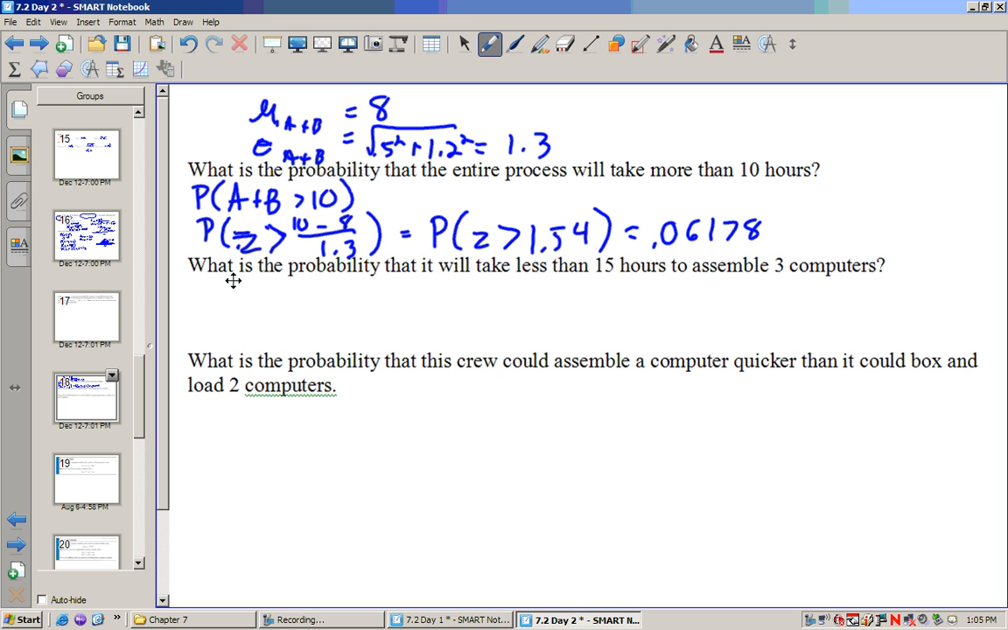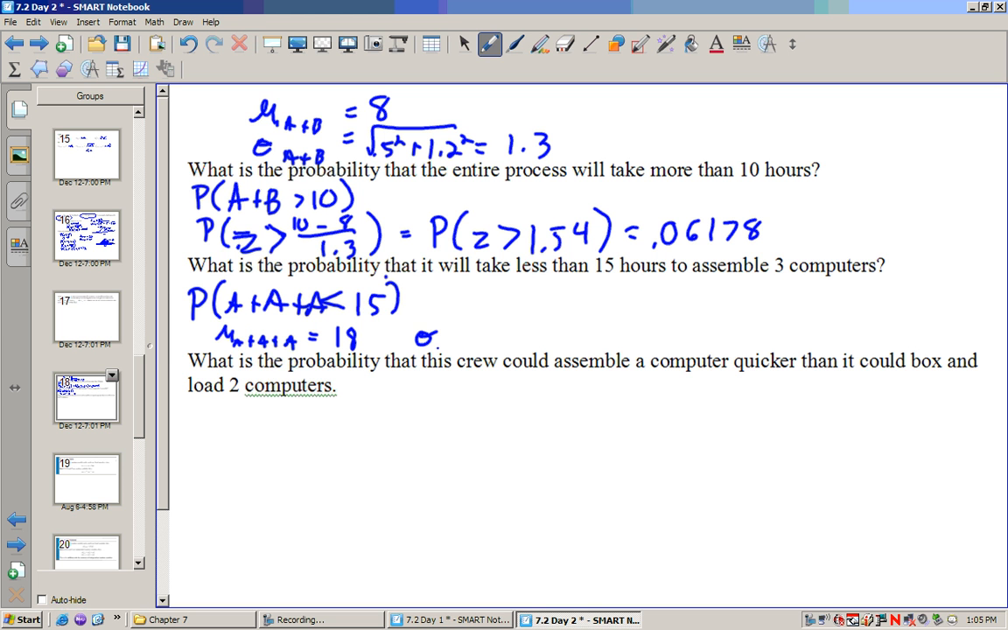The second question asks, what is the probability it takes less than 15 hours to assemble 3 computers? Now this isn't 3x or 3a. This is the probability that a plus a plus a is going to take less than 15 hours. So to do this, we want to find the mean of a plus a plus a, and that's going to be 6 plus 6 plus 6, which is 18.